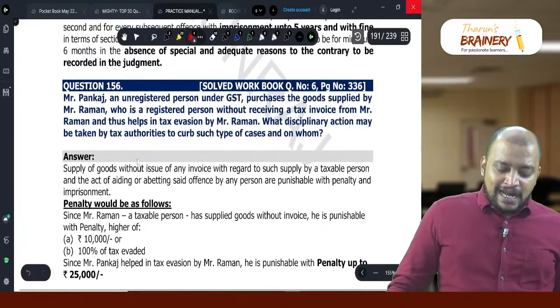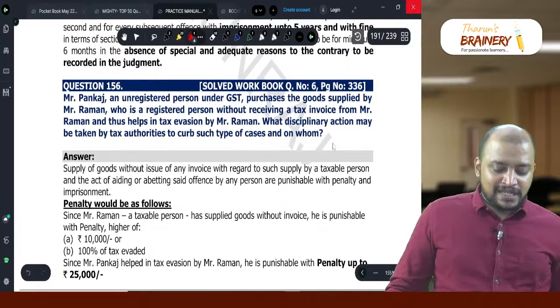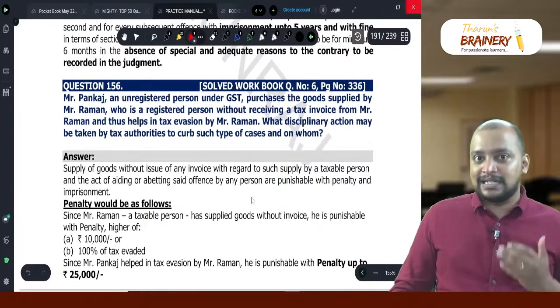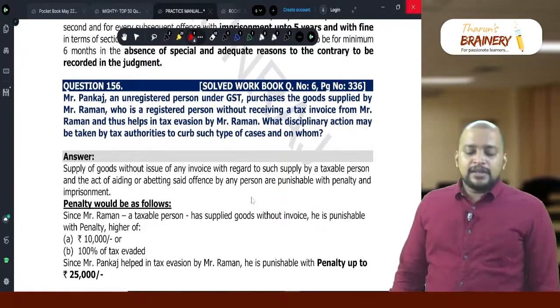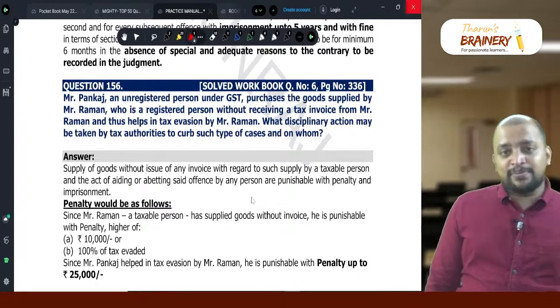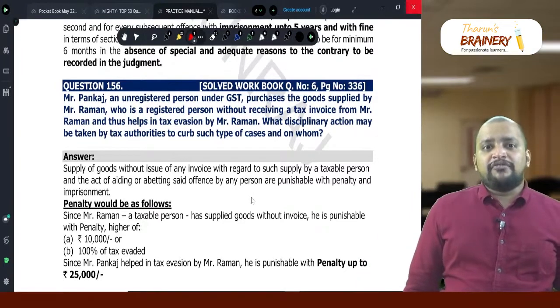So, what disciplinary action may be taken by tax authorities to curb such type of case, and on whom? This is about the penalty. Then imprisonment. So, invoice default leads to imprisonment.